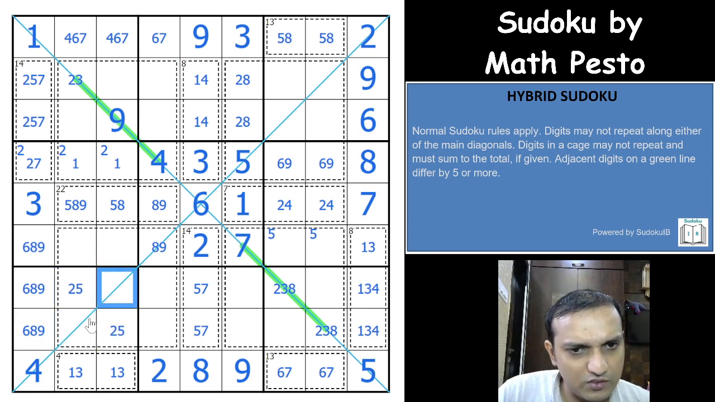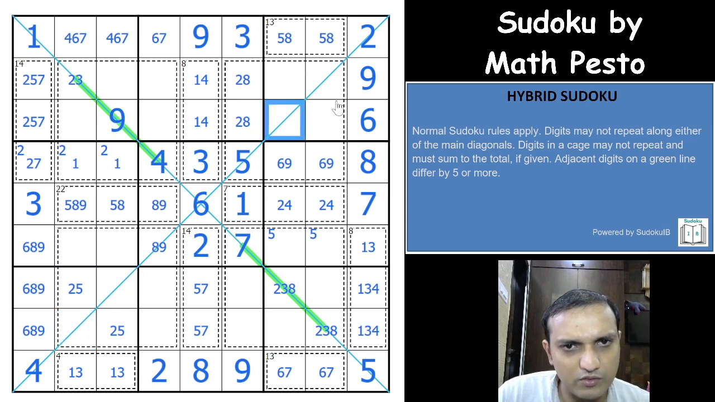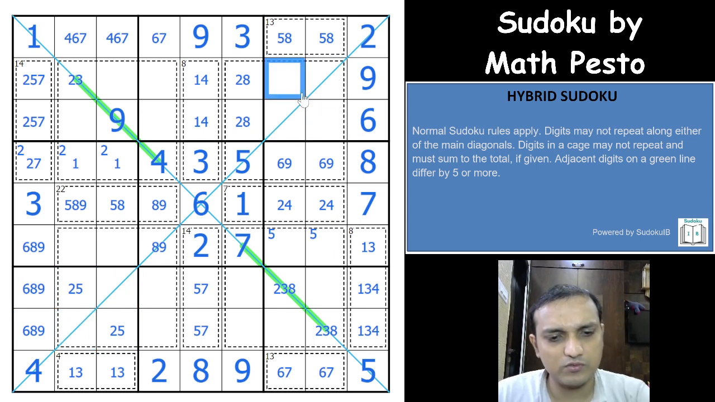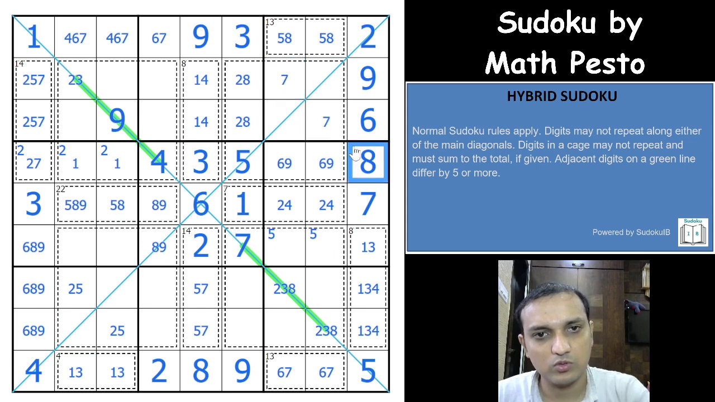6, 8, 9 and 7. 7 would have to be in one of these 2 cells. So 7 cannot be here. 7 is in one of these 2 cells. So, okay.